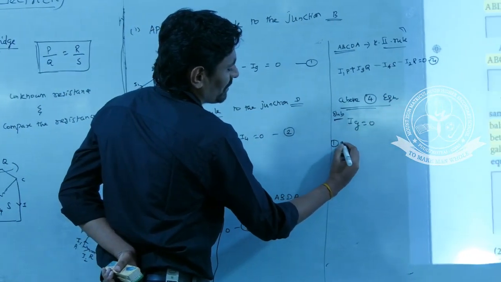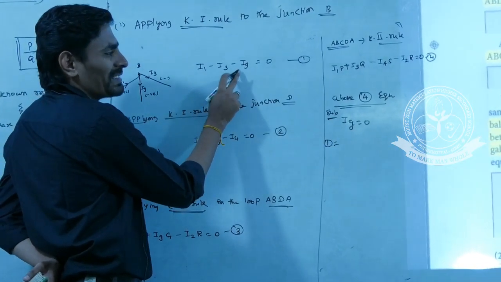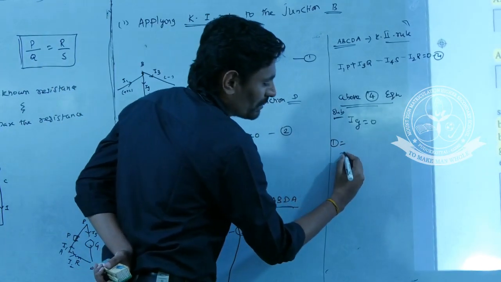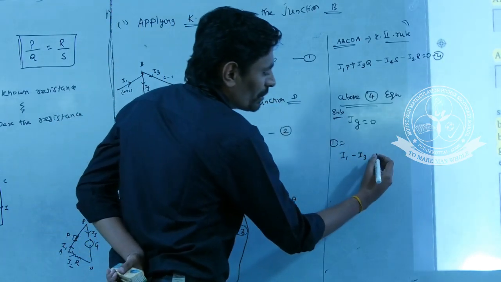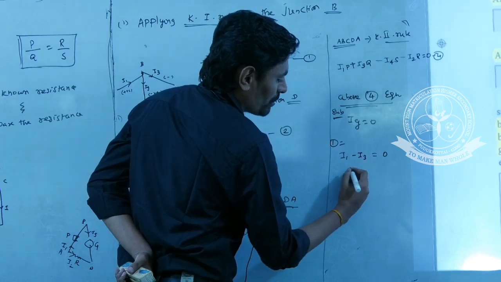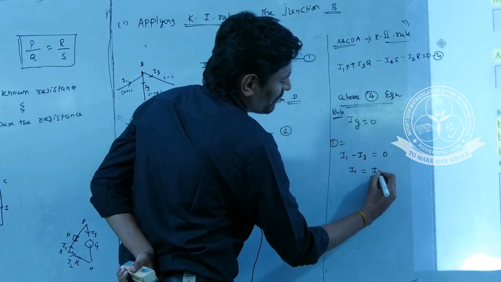So what is the first equation? I1 minus I3 minus Ig equal to 0. Here Ig equal to 0, so it will be I1 minus I3 equal to 0, which can be written as I1 equal to I3.